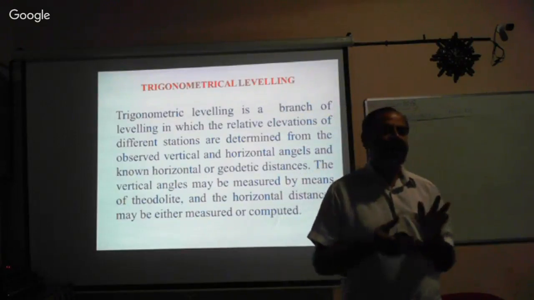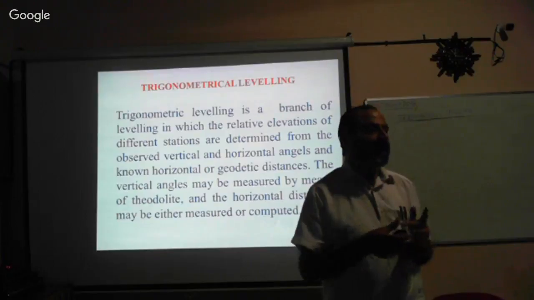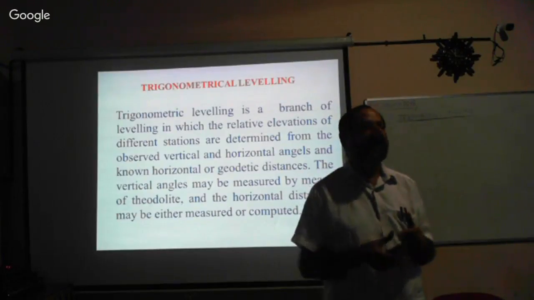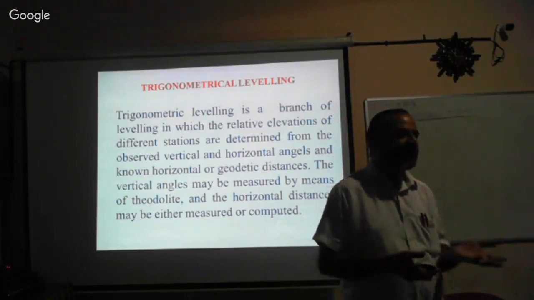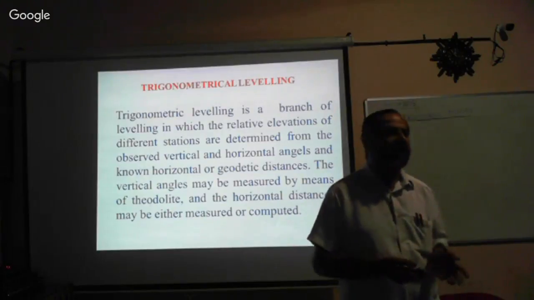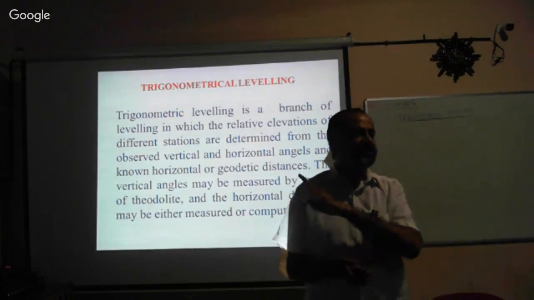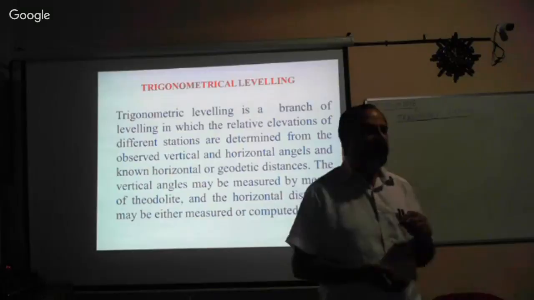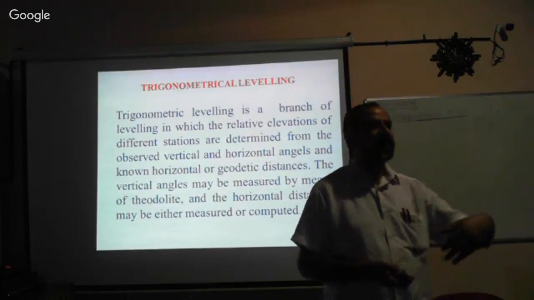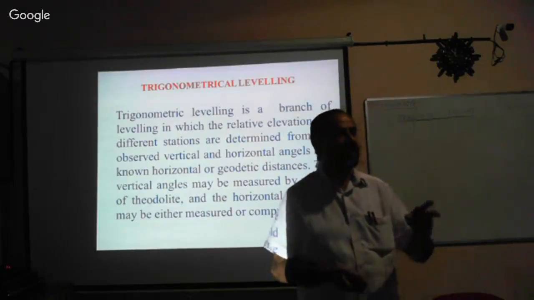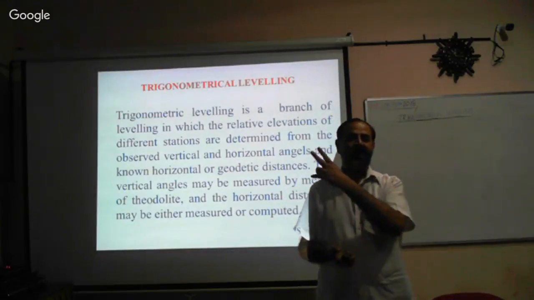Now please understand, trigonometrical leveling is the method of leveling in which we are determining the elevations and distances between the objects. Elevations of a faraway object or a nearby object, whatever it may be, and also we are calculating the distances. So only these two things we are doing in trigonometrical leveling. One is we are calculating the elevations, or else we are measuring the horizontal distances. Only these two things we are carrying out in trigonometrical leveling.